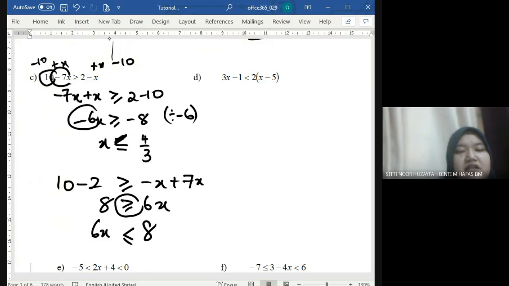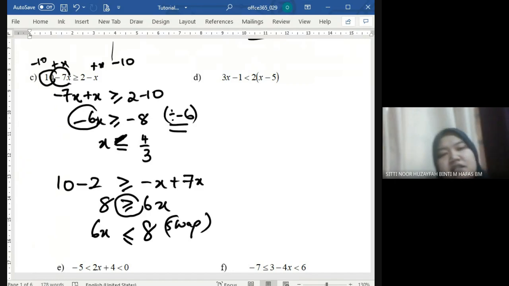Okay. Step yang sama. Ini kita multiply by a negative number. This one kita panggil dia sebagai swap. Okay, kita pusing dia. Tapi sama juga. Tapi saya lagi suka buat yang atas ni sebab kita akan sentiasa alert. Bila multiply or divide with a negative number je, it always changes the direction of the inequality sign.